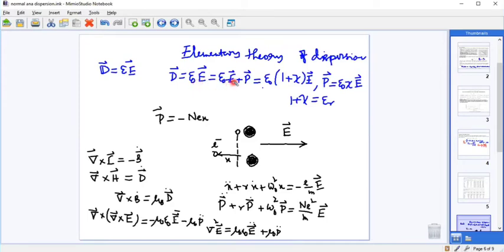So D equals epsilon naught E plus P, which is epsilon naught times 1 plus chi times E, where chi is the electric susceptibility. We have assumed that P equals epsilon naught chi E, called the polarization vector, which is assumed to be linearly proportional to the electric field. The factor chi is called the electric susceptibility of the substance, and the factor 1 plus chi equals epsilon R, which is nothing but the relative permittivity or the dielectric constant introduced in the previous class.